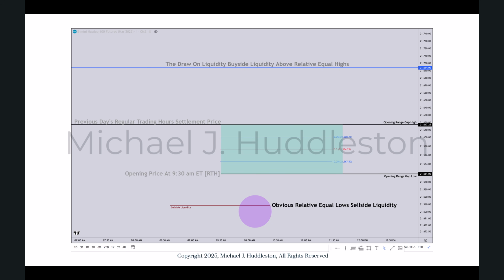Then we have an obvious relative equal low sell side liquidity pool. So now we know there's stops there. We know the opening price at 9:30. We know the previous day's settlement price in regular trading hours. And then we know the draw on liquidity. Nothing else matters yet.